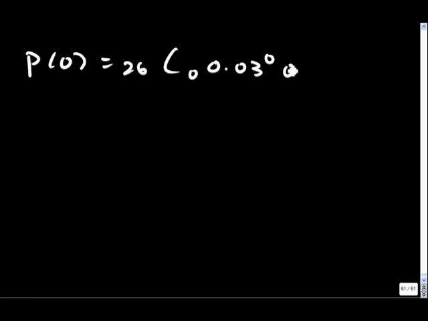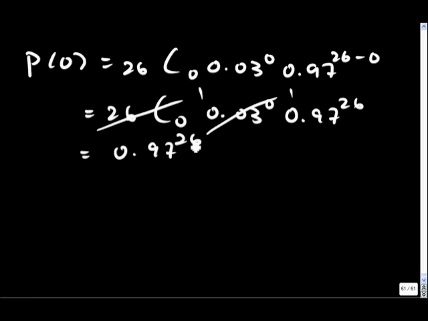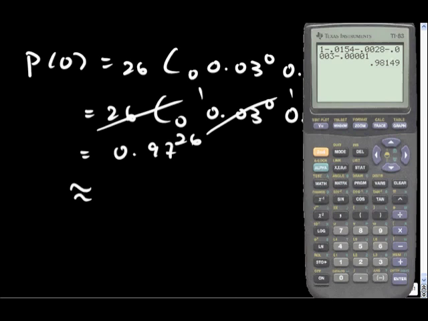P of 0 is 26C0, 0.03 to the 0, 0.97 to 26 minus 0. 26C0, 0.03 to the 0, 0.97 to the 26 power. 26C0 is 1. Any number to the 0 is 1. So the answer is 0.97 to the 26 power. Let's see what this is approximately.